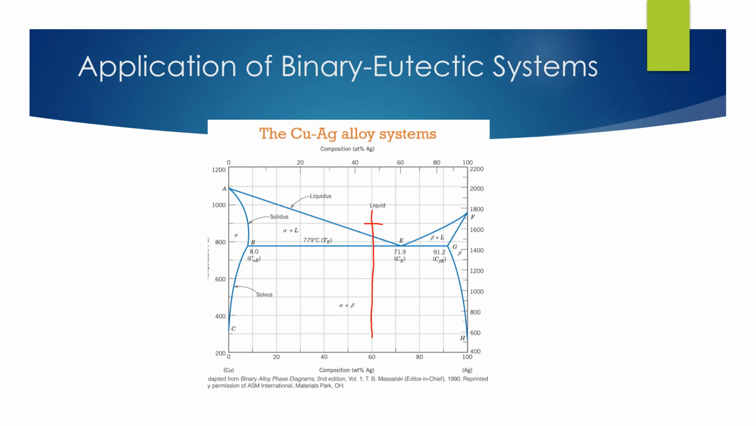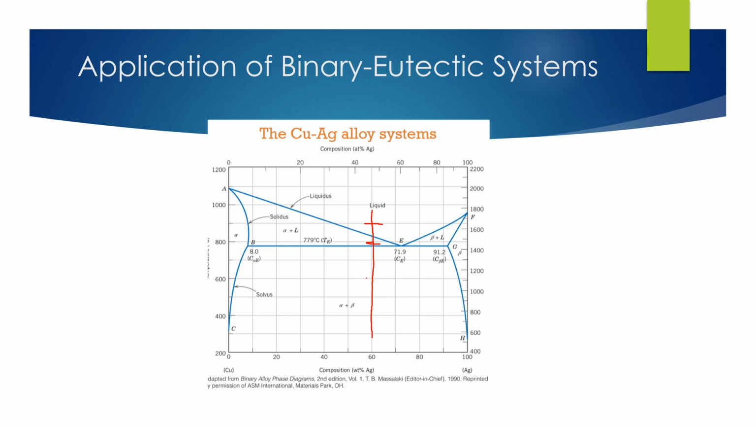Now, if we were to go at 800 degrees Celsius, we would expect to have the alpha solid present and the liquid present. And then if we were to drop below, it looks roughly about 775 degrees Celsius, we will have the alpha and beta solids present and no liquids present in our system.